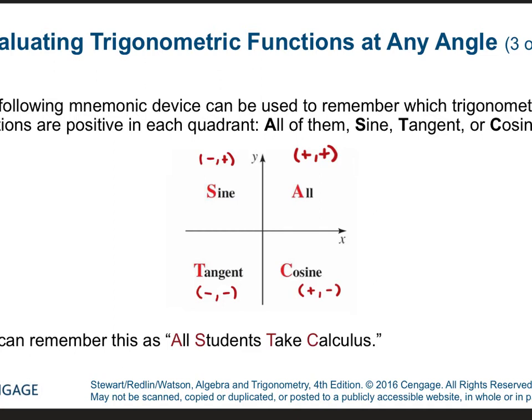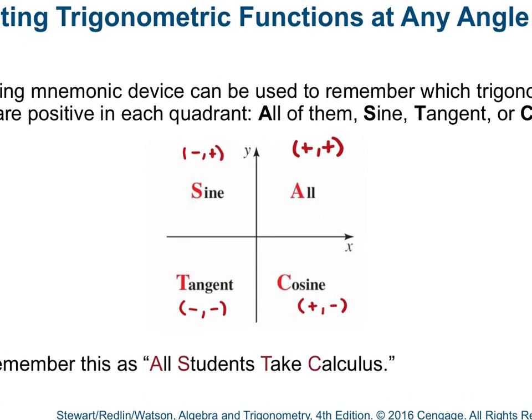For All, it's every single trig function, so they would all be positive. So x and y would be positive. R is always going to be positive. For the Sine, it's just your sine and its reciprocal, so sine and cosecant are going to be positive. For the Tangent, you'd have tangent and its reciprocal, cotangent. For Cosine, it'd be cosine and its reciprocal, secant. Again, All is all of them: sine, cosine, tangent, cosecant, secant, cotangent.